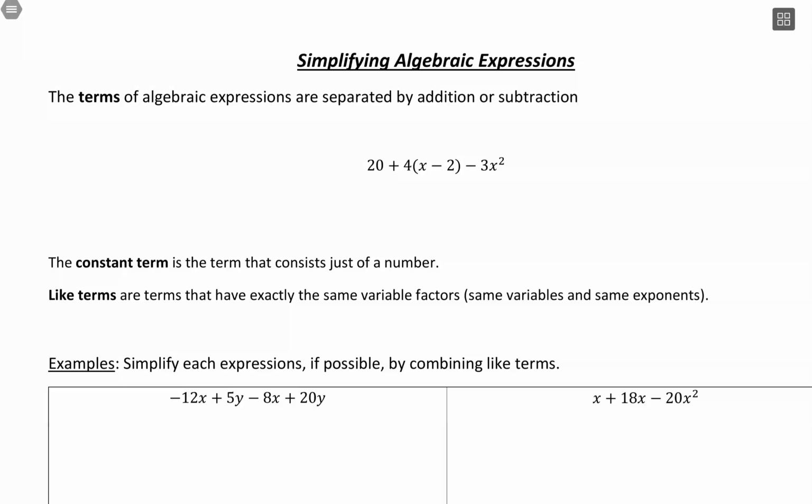So in simplifying algebraic expressions, we start with something kind of complicated, then we're going to follow our order of operations, and then combine any like terms if we can. So terms, I brought up before, are these pieces that are separated by addition, subtraction.